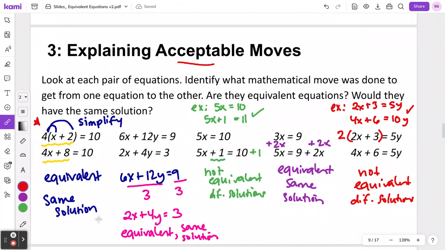I hope you found this helpful in understanding what equivalent equations are and how you can identify if something is equivalent or not. Please make sure you do that homework, because this is one of those skills. The more practice you get, the more confident you're going to be at making these identifications without having to solve.